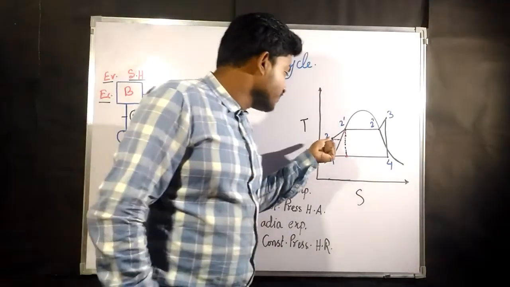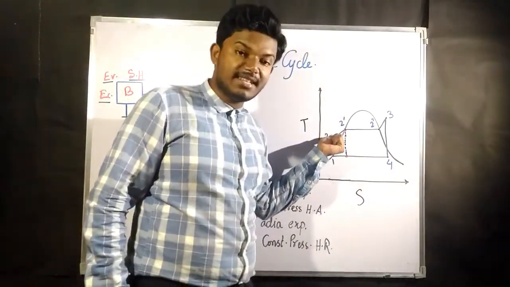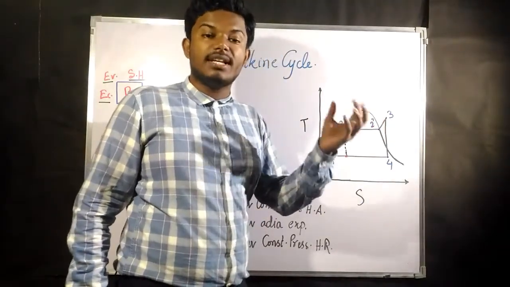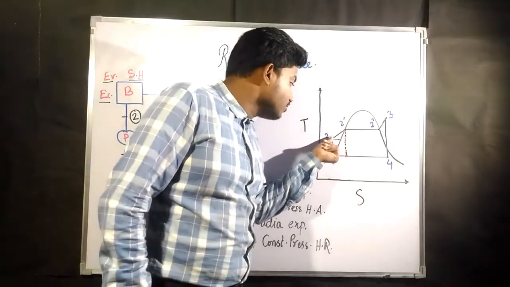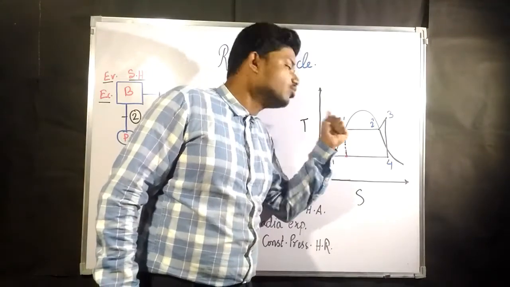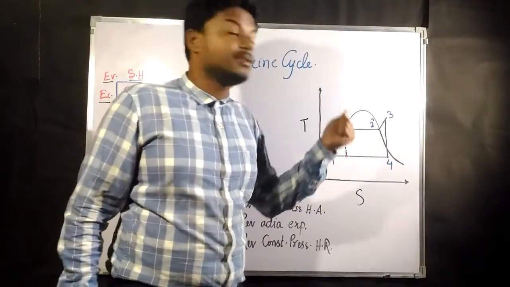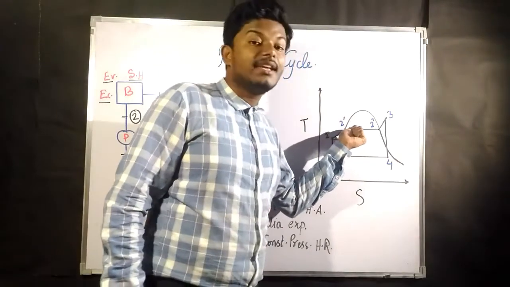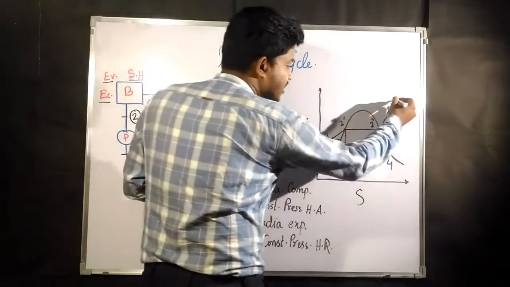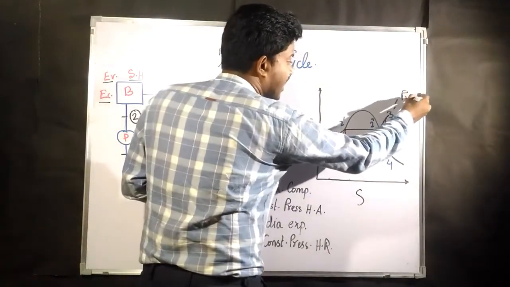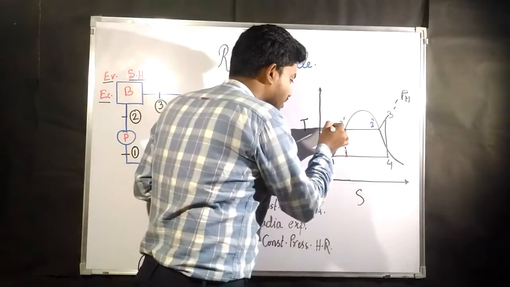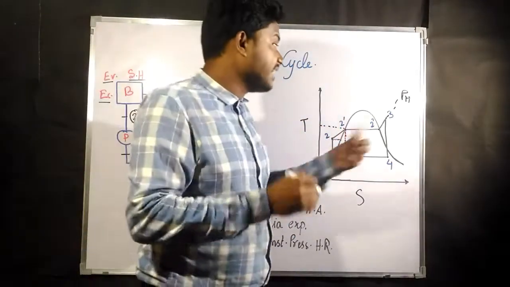Now what state is it in? At point 2 it is in such a state that it requires more entropy to become saturated liquid. Through the economizer you add heat such that at constant pressure it reaches point 2 dash. At point 2 dash it has reached the high pressure condition, pH, and the temperature is going to be the boiling point temperature at that pressure.